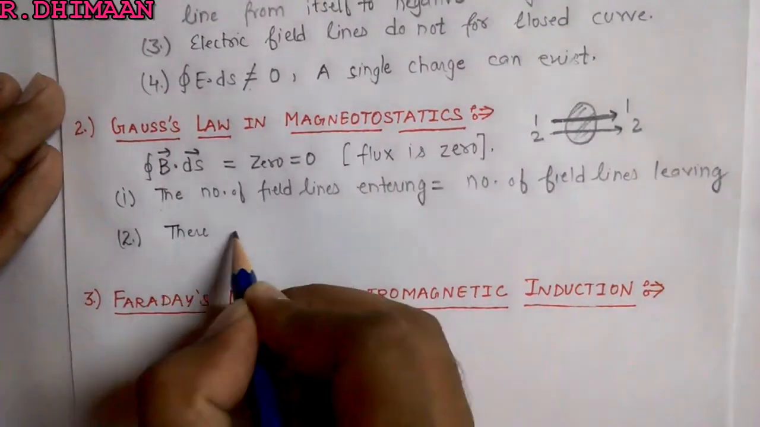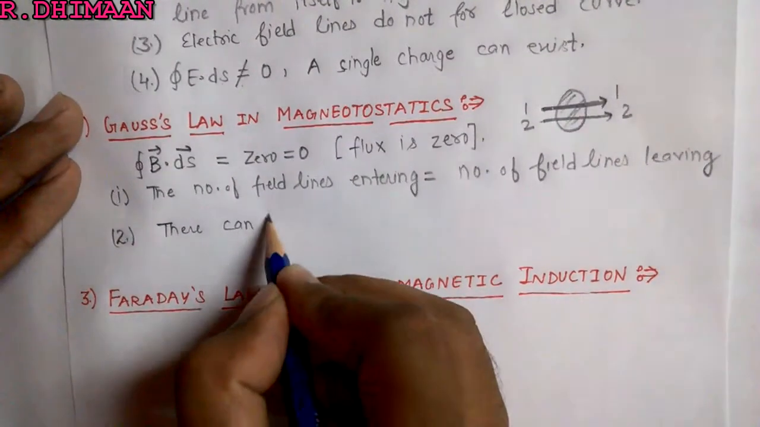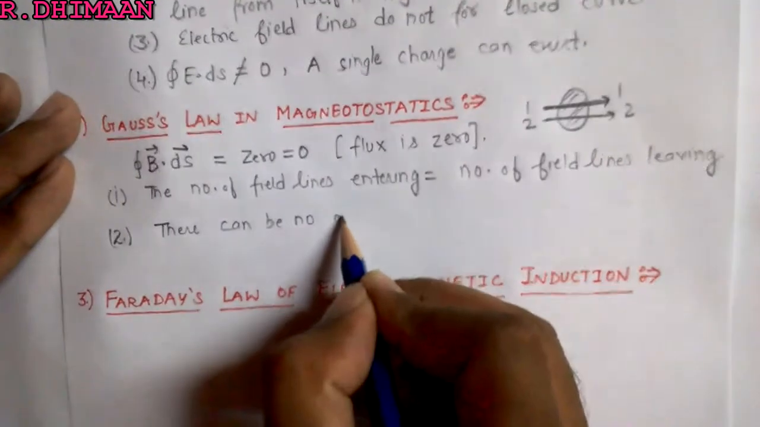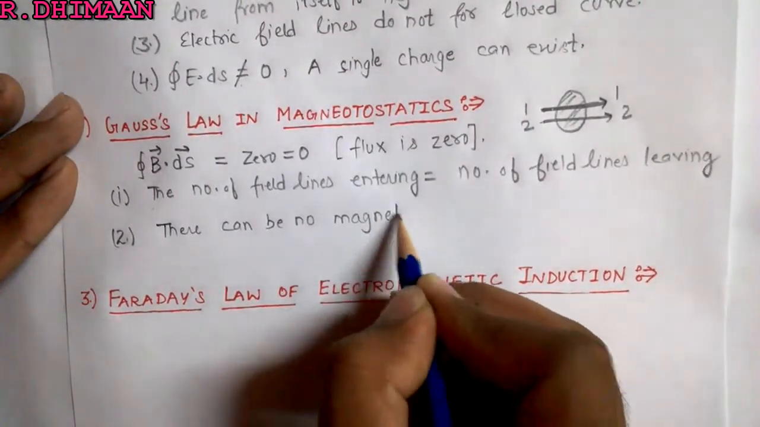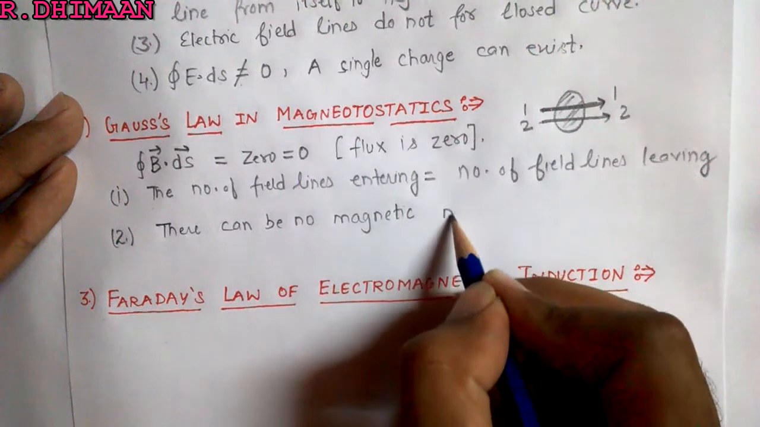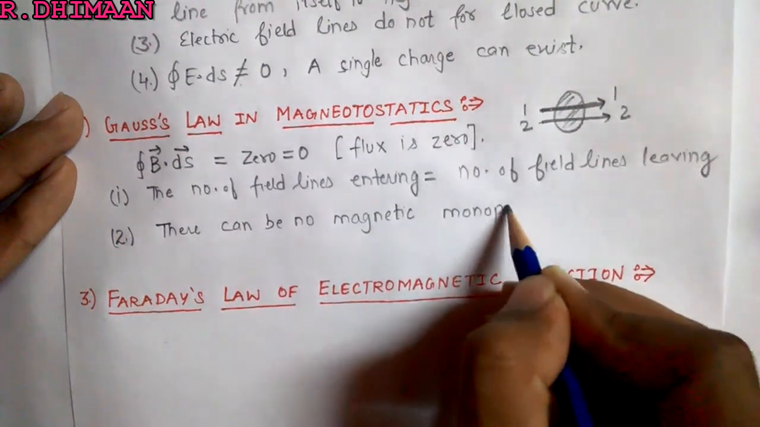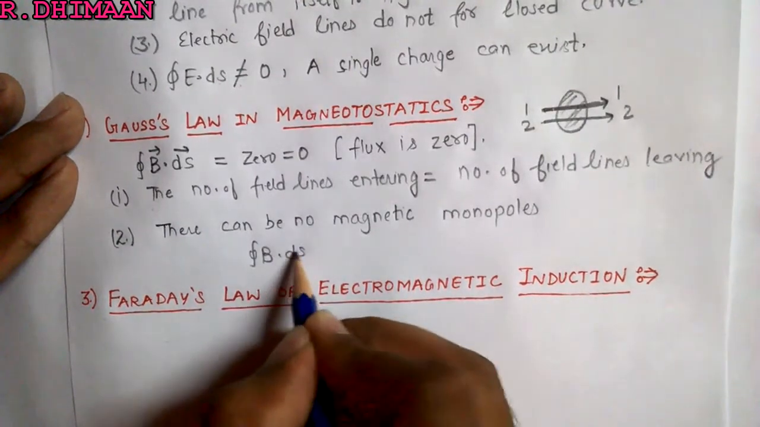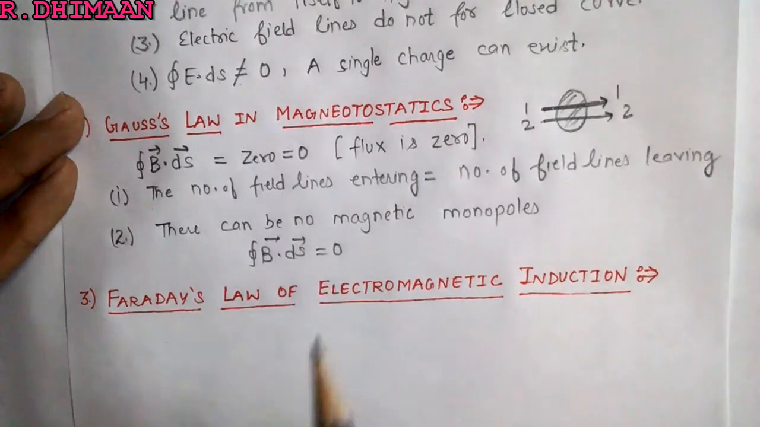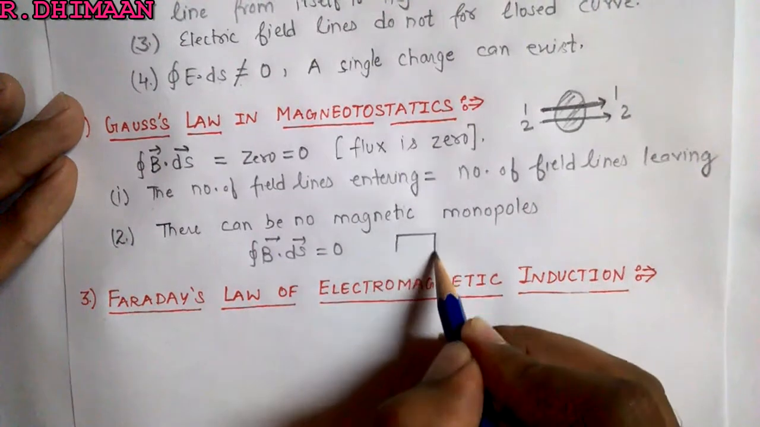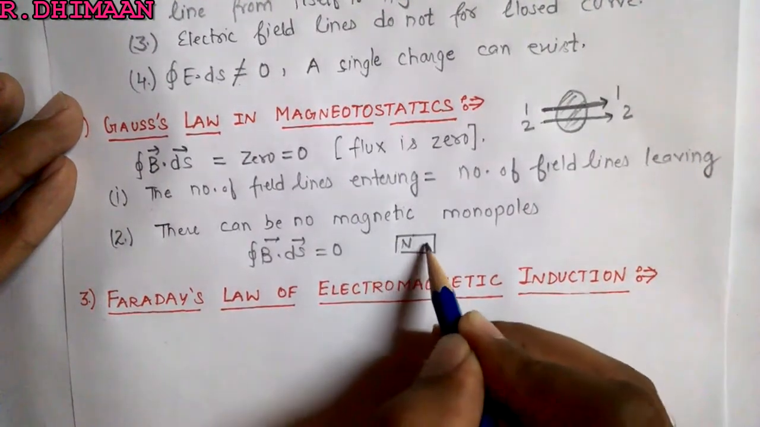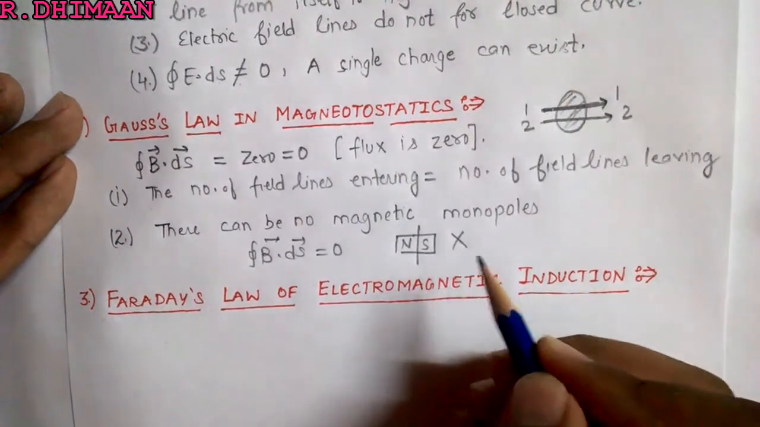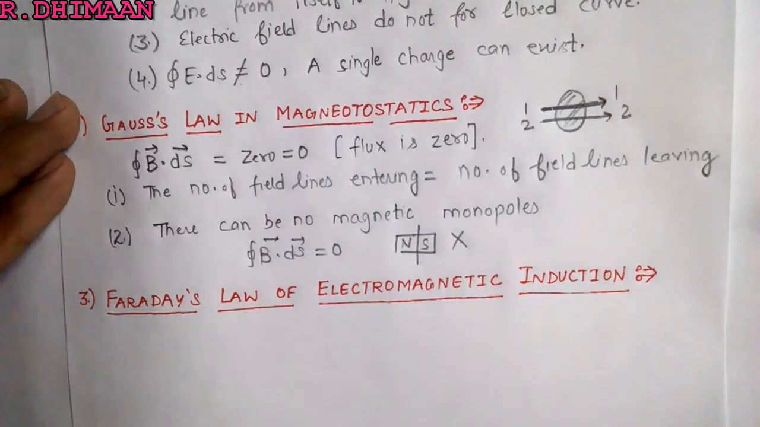There can be no magnetic monopoles because B dot ds is equal to 0. We cannot separate the north pole and south pole of any magnet.